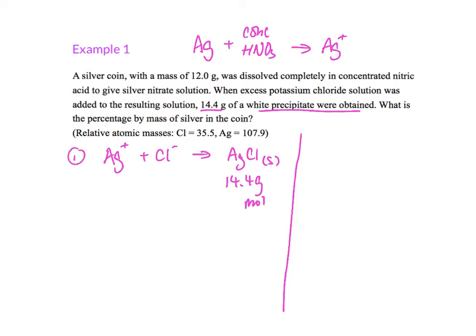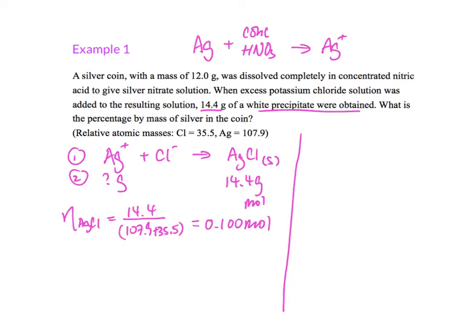Okay, we have this equation, we have the data, and we're going to find out how many grams of silver we have. First of all, we're going to find the number of moles of silver chloride. That will be 14.4 over 107.9 plus 35.5 grams. So this one gives you 0.100 mole. We can see that the ratio right here will be 1 to 1.